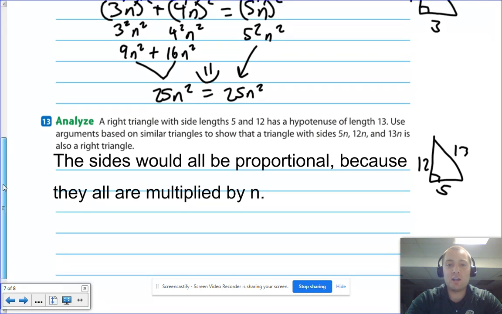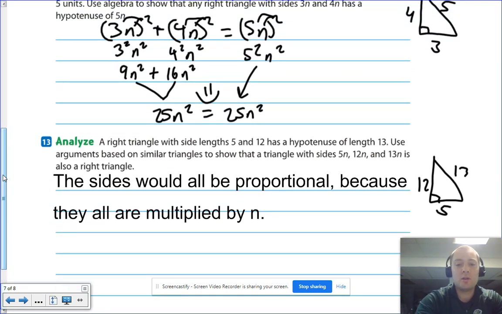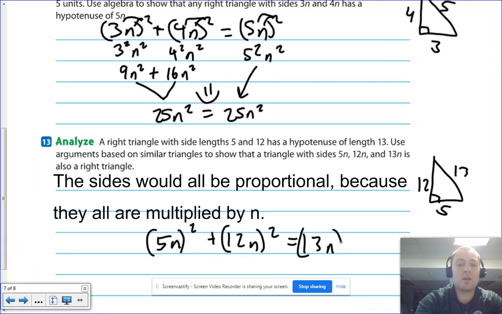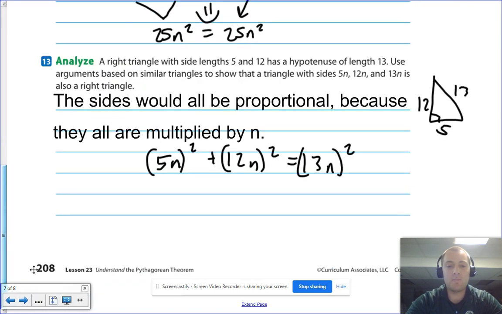The other way is you could set it up the exact same way we did up here. Try to do 5 squared, or sorry, 5n we're using, 5n squared, 12n squared, and show that it equals 13n squared. And I promise if you do the exact same work as above, it will end up being equal. Okay? Let's go on to the next page.